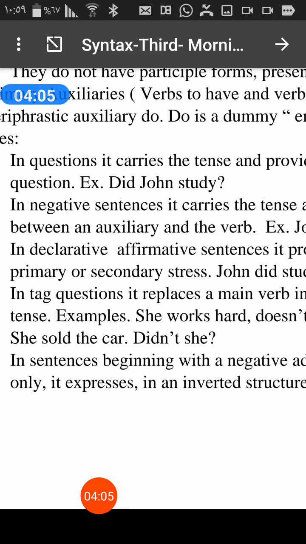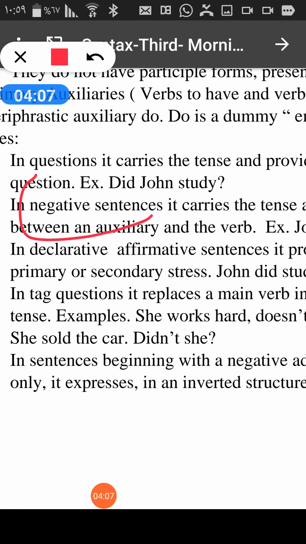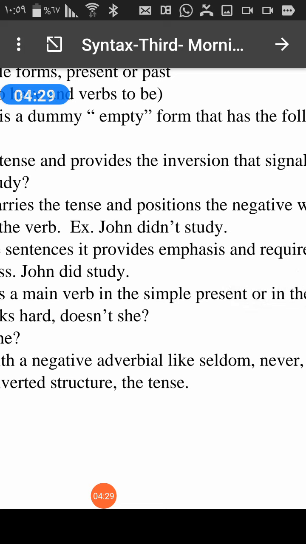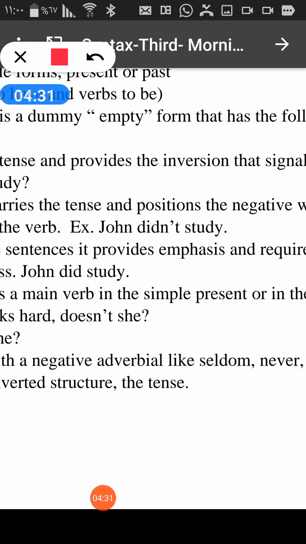The second function is that in negative sentences, الجمل المنفية, it carries the tense, يحمل لنا أيضا زمن الجملة. What is used between? Not, أداة النفي, not تستخدم between an auxiliary and the verb, دائما تضاف أداة النفي بين الفعل المساعد وبين الفعل الرئيسي, as in these examples. John didn't study. Here we have not between did and study.